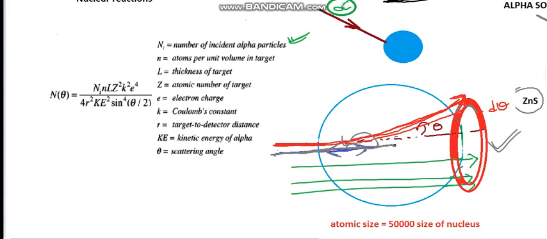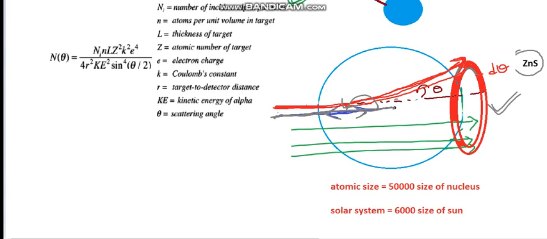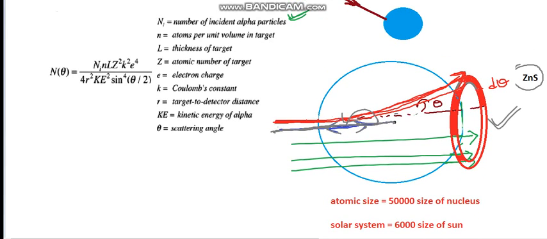In this video we will be covering how the scattered alpha particle is going to be affected by the scattering angle, the incident alpha particle's kinetic energy, and the total charge of the nucleus.